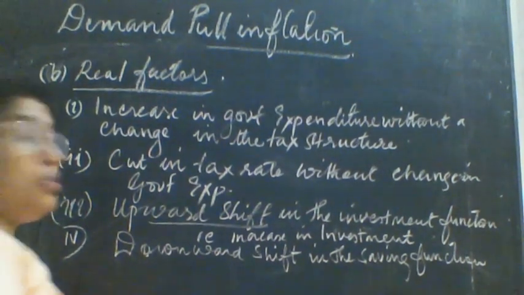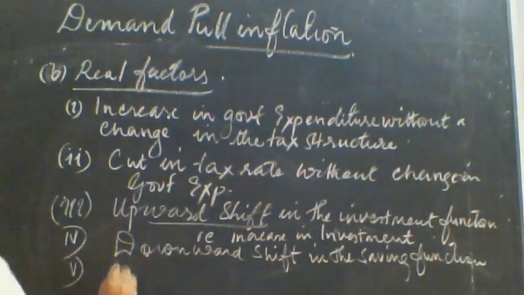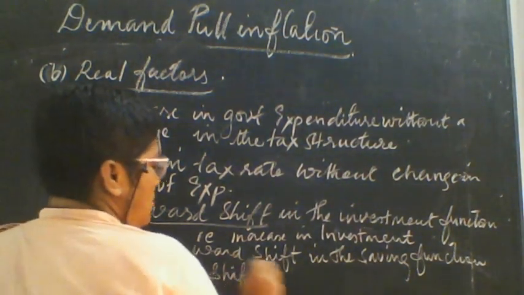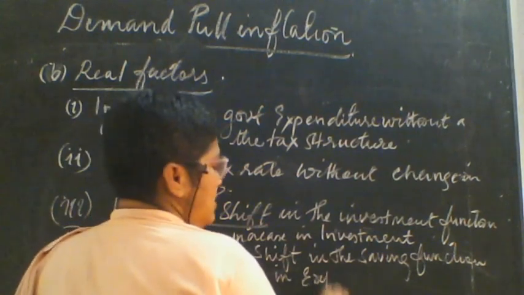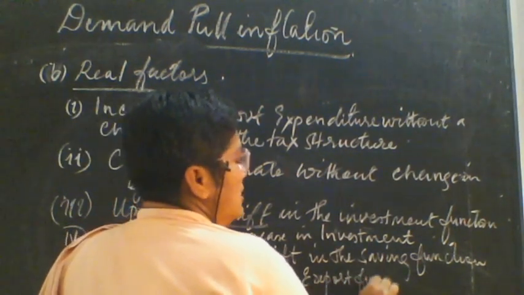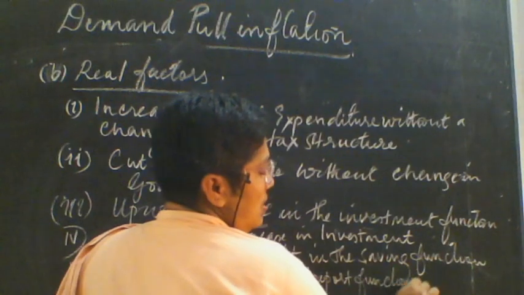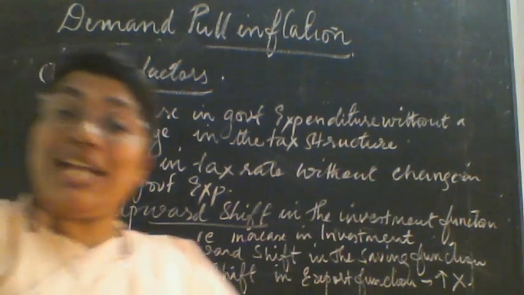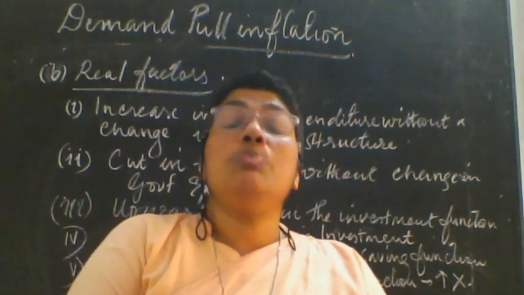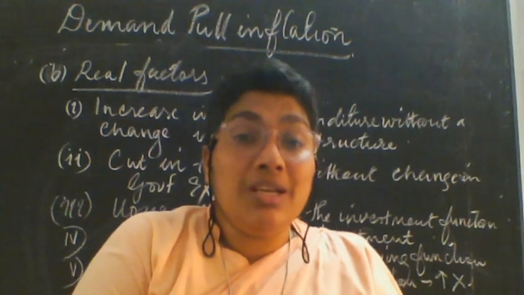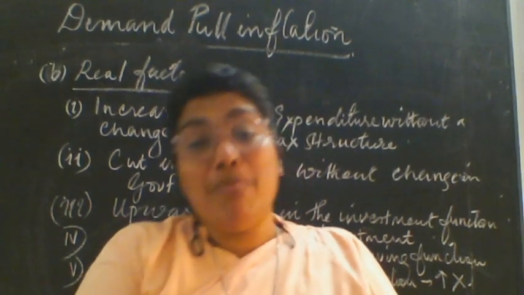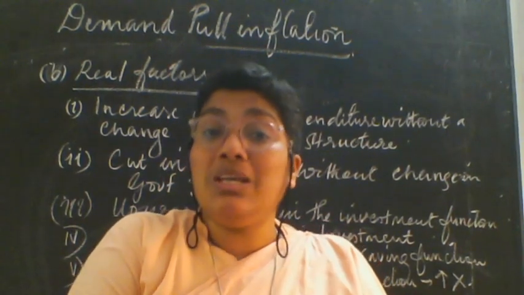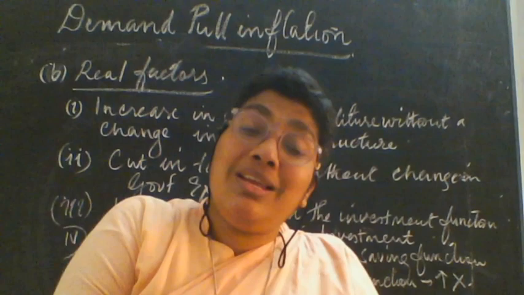Then fifth one is upward shift in the export function. What does it mean? It means increase in export. So increase in export means what? People of our country get more income from other countries, or other countries' people spend on our goods and services. So we get more income. More income means more demand for goods and services.